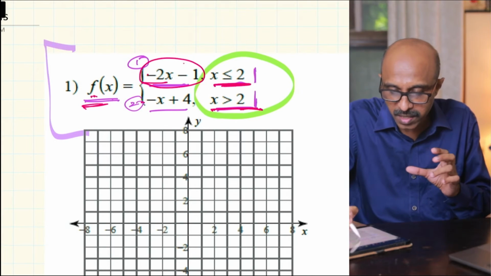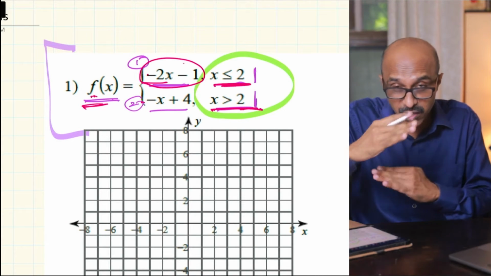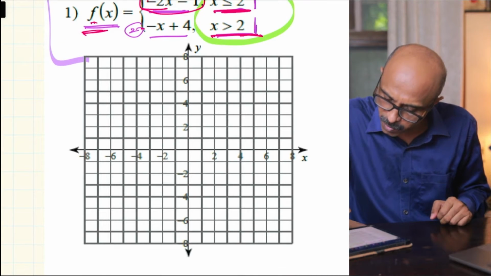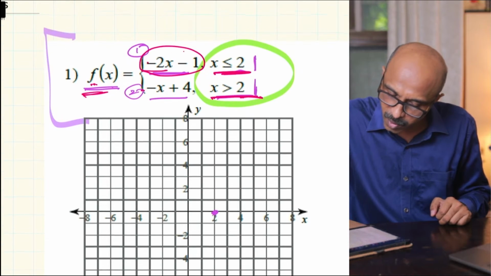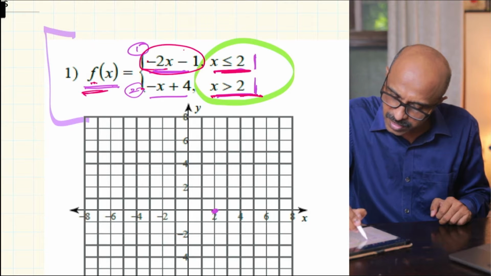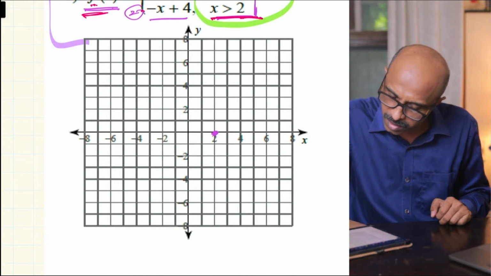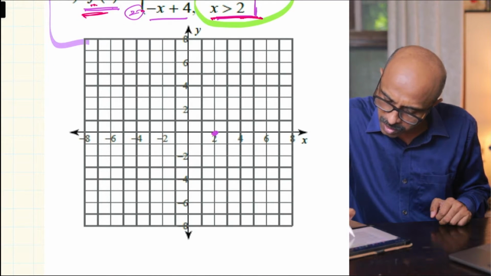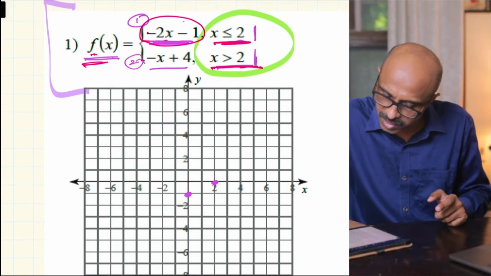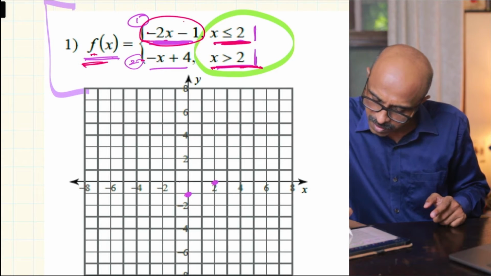X equals 2 is where we have the two different pieces, or the definition of the function changing. So that's going to be an important point to consider. So that's the x-axis. X equals 2 is going to be one important point to consider. The y-intercept of this line, the first line, is negative 1. Where's negative 1? It's out here. And the x-intercept, but y is equal to 0 to get the x-intercept. And when you solve that, you should get x is equal to a negative half, I believe.